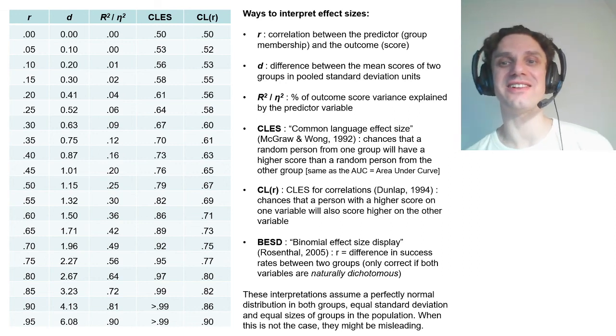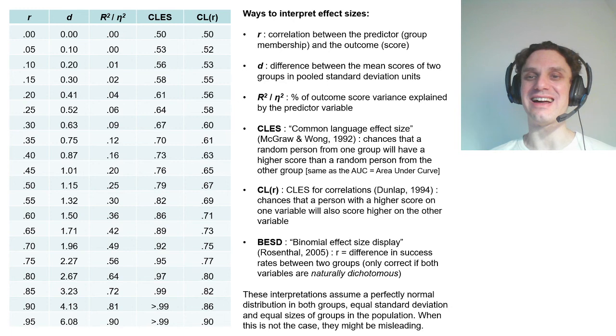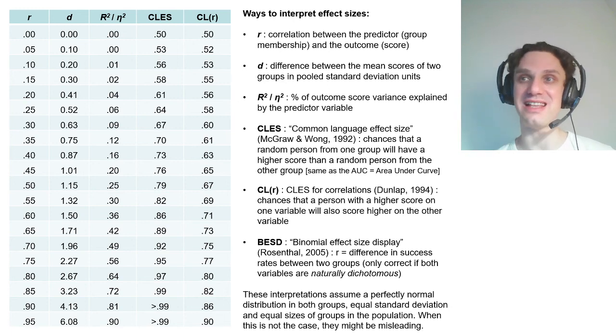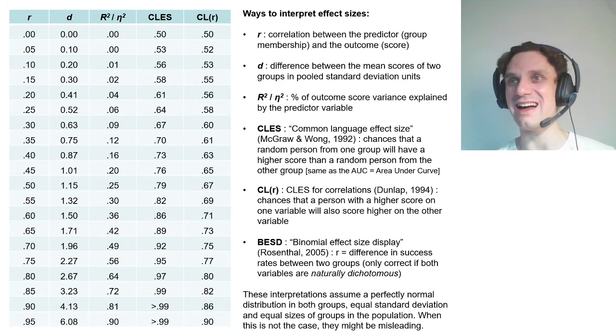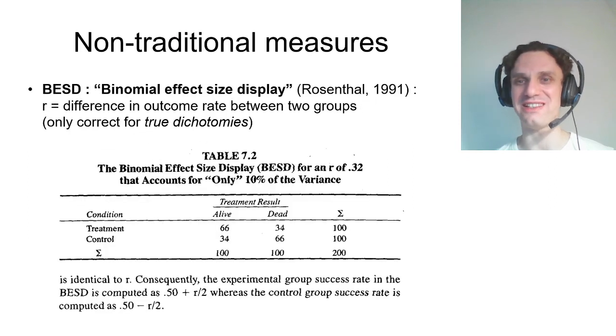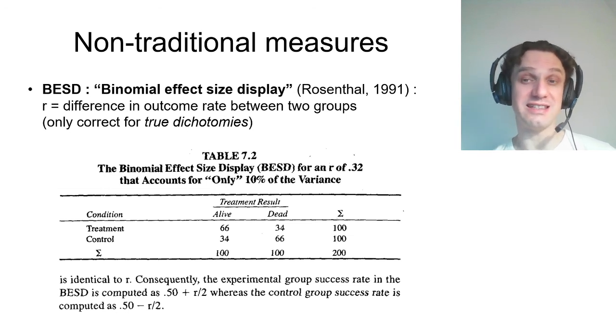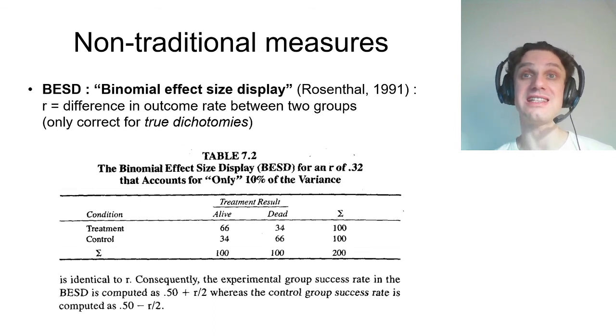And finally, there is a third indicator of effect in everyday language proposed by Robert Rosenthal, the same guy who described the Pygmalion or Rosenthal effect. And it's called binomial effect size display. Robert Rosenthal proposes to interpret R in case both variables are dichotomous, truly dichotomous, and in case R is a tetrachoric correlation, he proposed to interpret it as the difference in outcome rate between 2 groups.